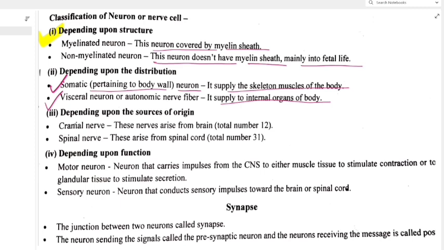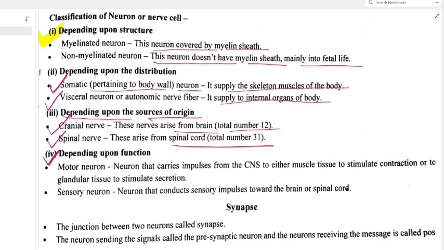Next point is depending upon the source of origin: cranial nerve and spinal nerve. Cranial nerves arise from the brain, and the total number is 12. The total number of spinal nerves is 31, and they arise from the spinal cord.